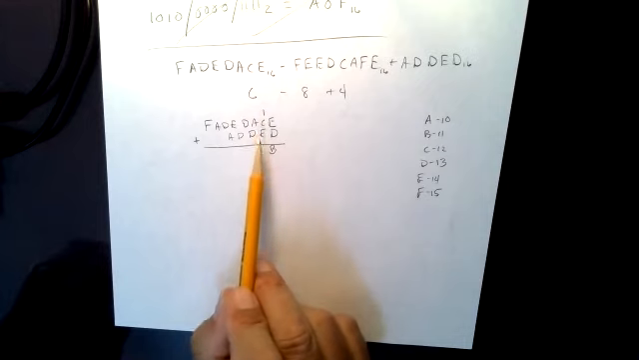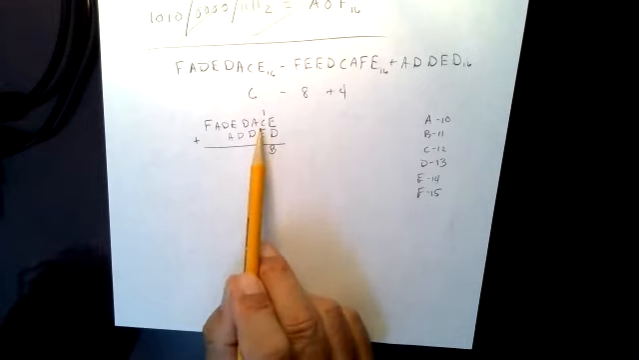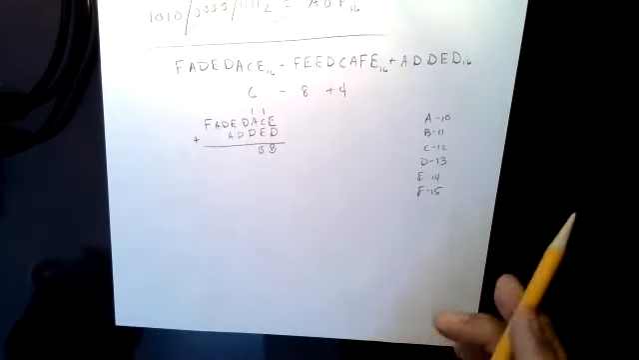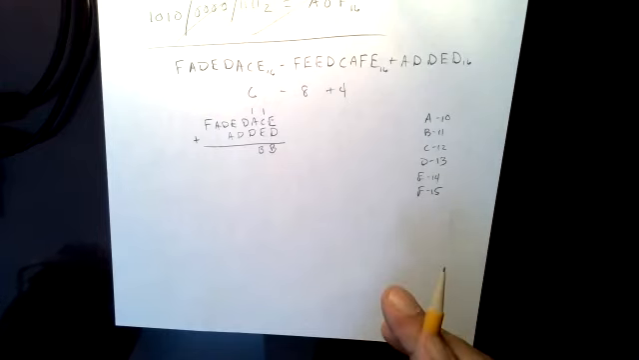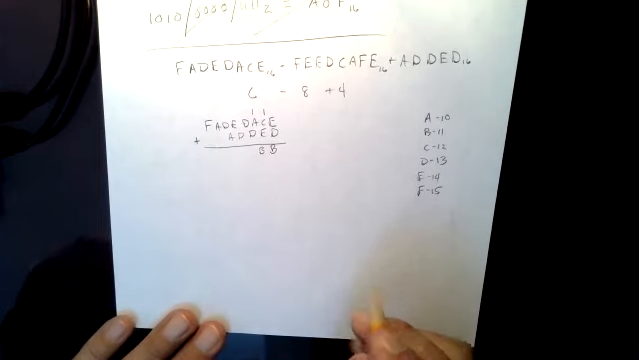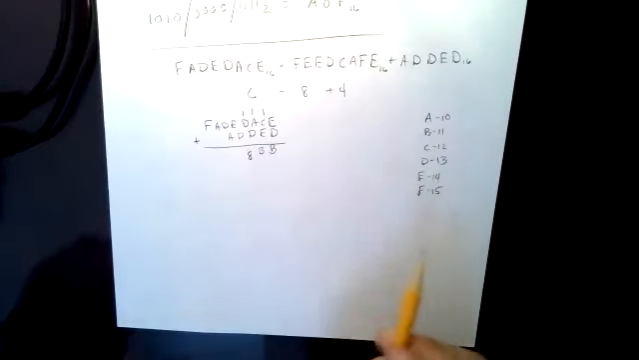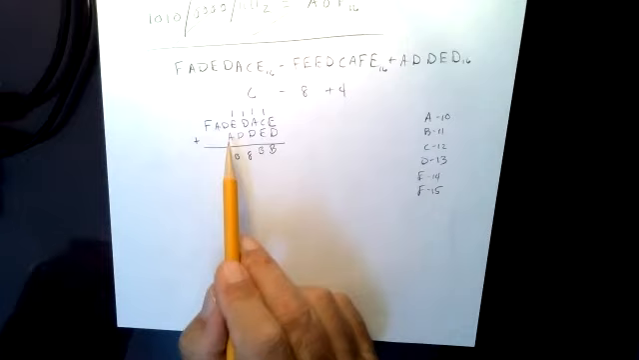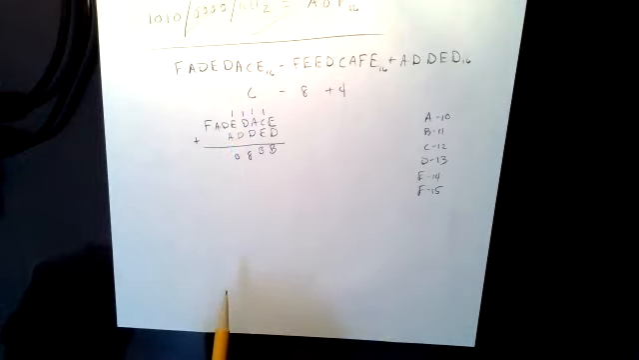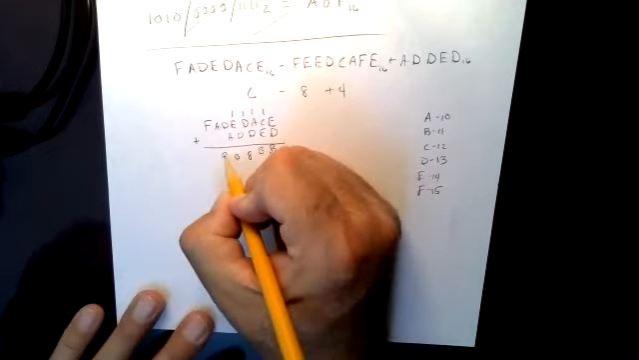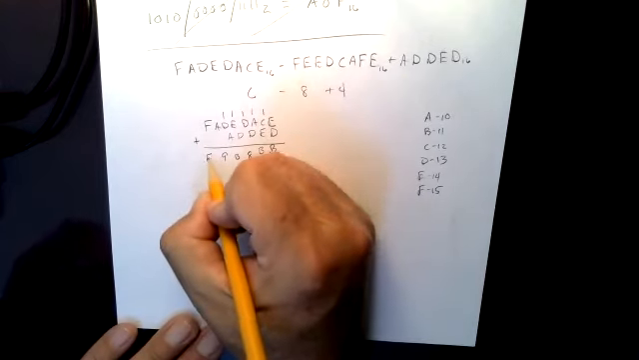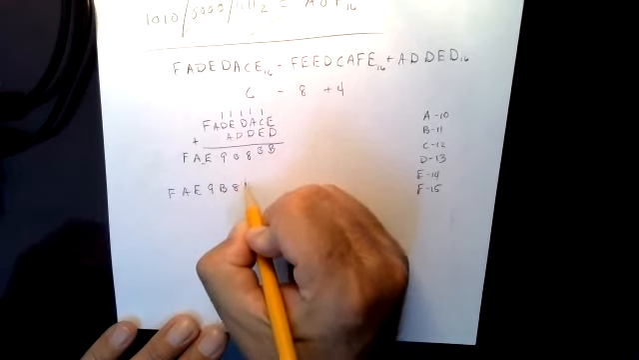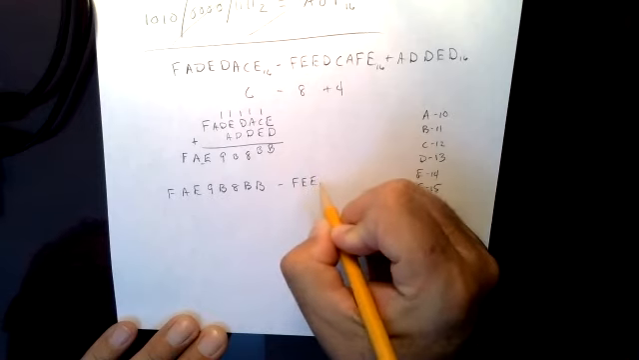What is 1 plus C plus E? 1 plus 12 plus 14 is another 27. B, carry over the 1. What is 1 plus A plus D? 8, carry a 1. What is 1 plus D plus D? B, carry a 1 again. Another B, carry a 1. What is 1 plus E plus A? 9, carry a 1. D plus 1, E. A, F. So now I have F, A, E, 9, B, 8, B, B minus FEED CAFE.